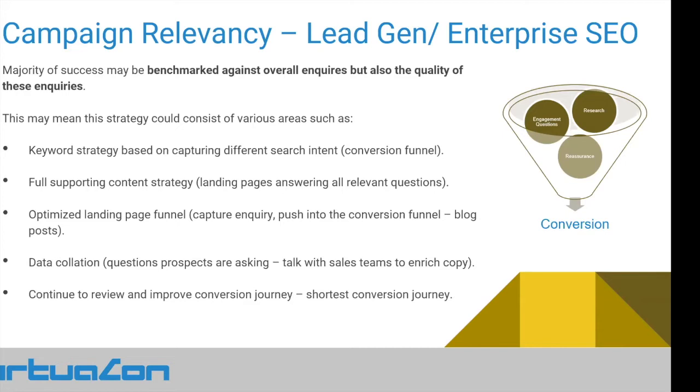The other level, so the fourth point in here would be the data collation. So part of this strategy is to keep monitoring the questions potential buyers or prospects are asking and adapt our strategy on a monthly basis to capture that and push forward in capturing that. So for me, the best way to do this is to actually talk to the sales teams. So a bit like with the e-com strategy, it's talking to product teams. With enterprise or lead gen, it is looking at sales teams.